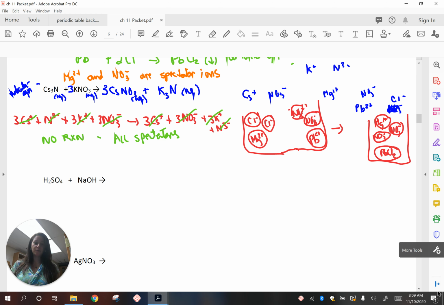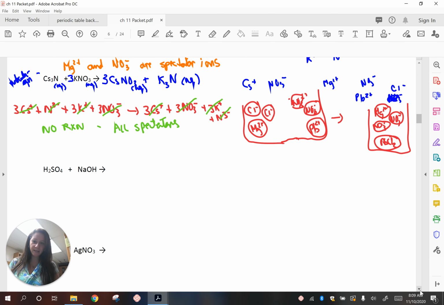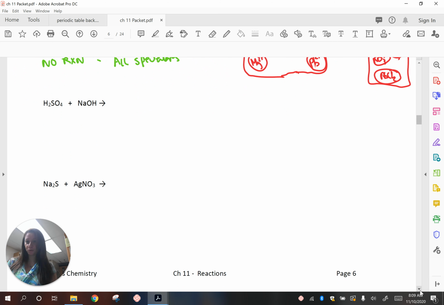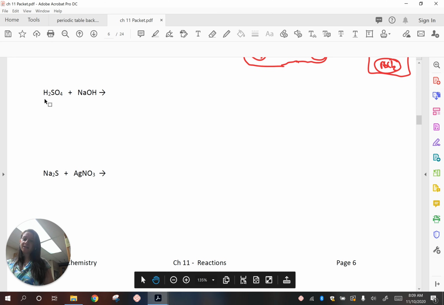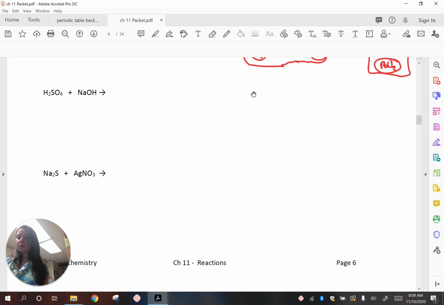Okay, let's try another one. The next one is a special double replacement. Why is it special? Because it's a neutralization. It's not just any double replacement, it's a neutralization. I know that because I have an acid and a base reacting together. So I'm going to do it like I normally do. I have the two outer ones together, so H plus and OH minus. That's going to make water. So I'm going to write H2O.